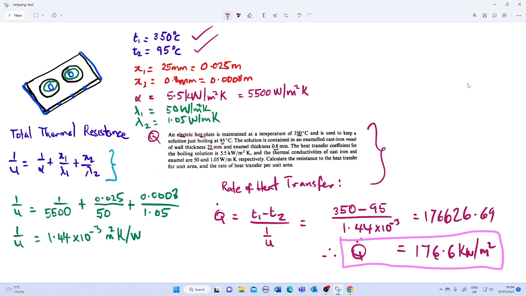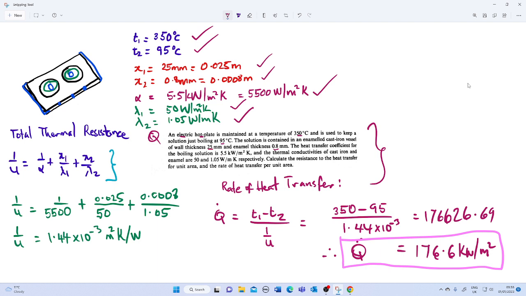of the cast iron 25 mm, which gives us 0.025 m. We have the enamel thickness, which is 0.8 millimeter, which gives us 0.0008 meter. And we have the coefficient of heat transfer for the boiling solution, which is 5.5 kilowatts per meter square Kelvin, which becomes 5,500 watts per meter square Kelvin. We also have the thermal conductivity of both the cast iron and the enamel, which are given.